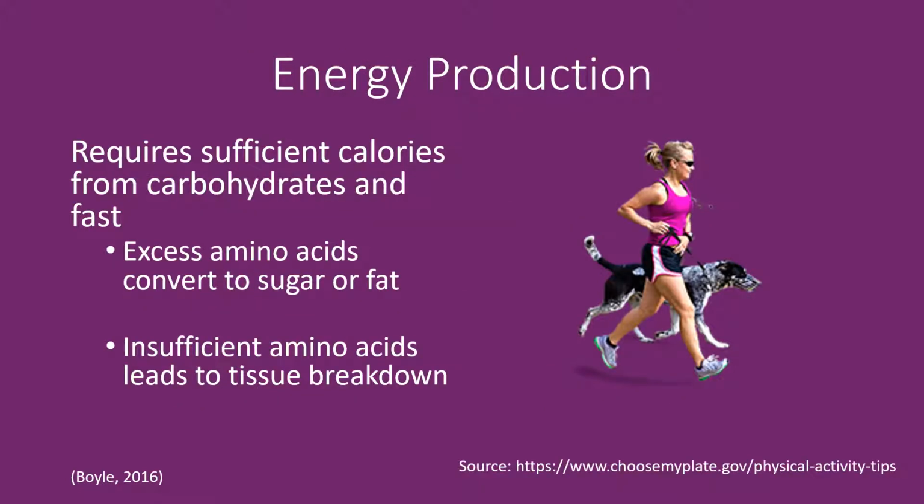The final function of proteins is to produce energy. In order for proteins to complete all the other functions just described, there must be sufficient calories from carbohydrates and fats to power the cells. If there is too much amino acid, they are removed and converted to sugar or fat for energy storage. If there is not enough amino acid, blood, muscle, and skin tissue are broken down so that their amino acids can be used for more essential organs such as the lungs, heart, and brain.